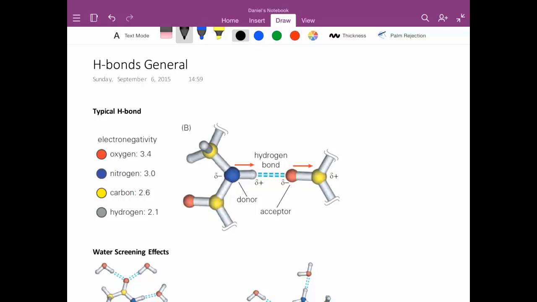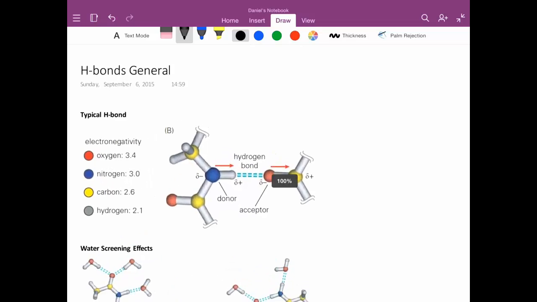Alright, so in this video, I'm going to discuss hydrogen bonds and how they contribute to protein and DNA structure, and how sometimes they don't contribute as much as we may think. So here's a general hydrogen bond.